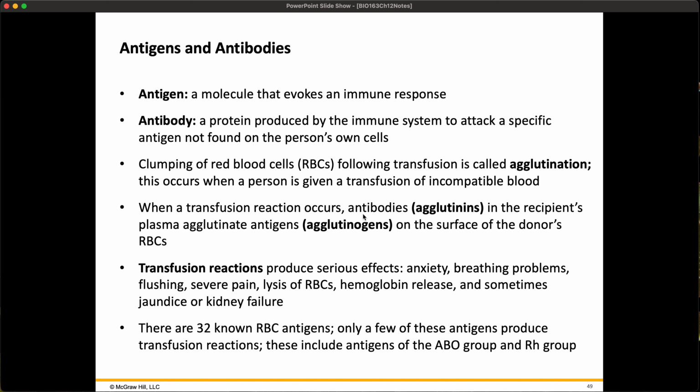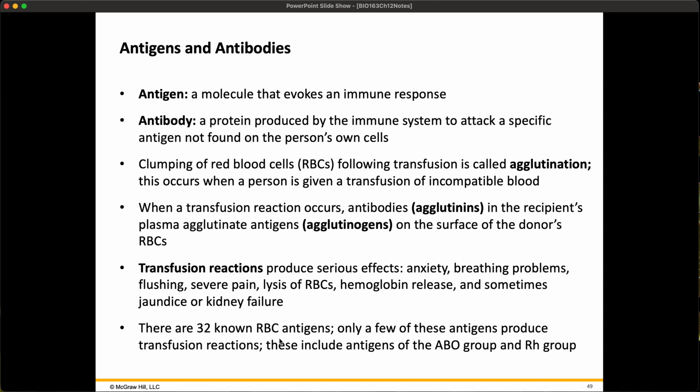So when those transfusions occur, antibodies in the recipient's plasma agglutinate on the surface of the donor's red blood cells, and that is what they call a transfusion reaction. So a transfusion reaction is that agglutination reaction. They can produce very serious effects. Anxiety and breathing problems are some of the least of them. They can go up into jaundice and kidney failure. So they can be really, really deadly.